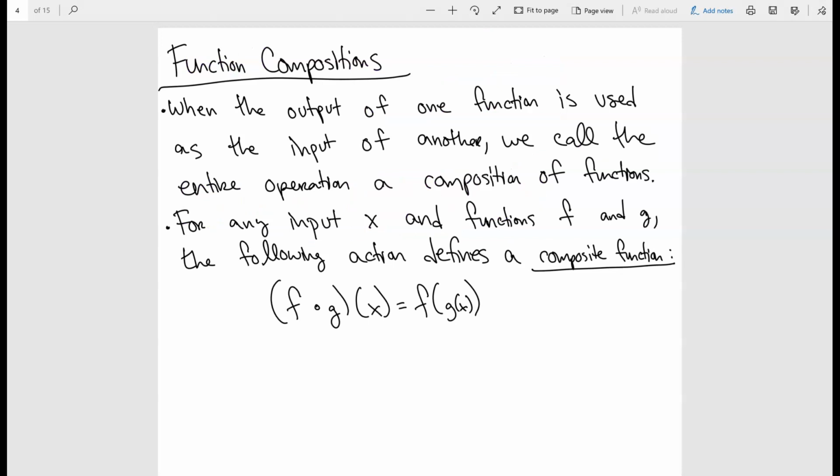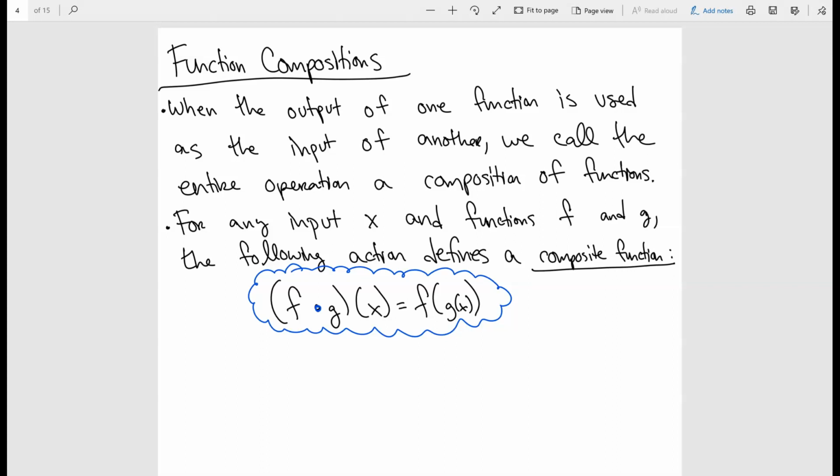This is function compositions. You can take a moment to write this down if you'd like. When the output of one function is used as the input of another, we call the entire operation a composition of functions. For any input x and functions f and g, the following action defines a composite function. Basically, this is just another notation. This kind of looks like fog, but it's f of g of x. That is a little circle right there, like a little small 0.